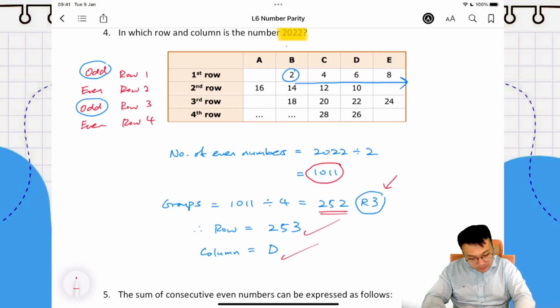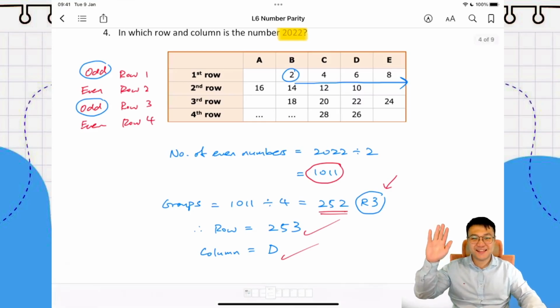Okay, so for example, the number 2018 is here. Then the next number is 2020, and finally 2022. It will be in column D. These are the remaining 3 numbers that do not have a group. Any questions, students? Raise your hand. Let me know.